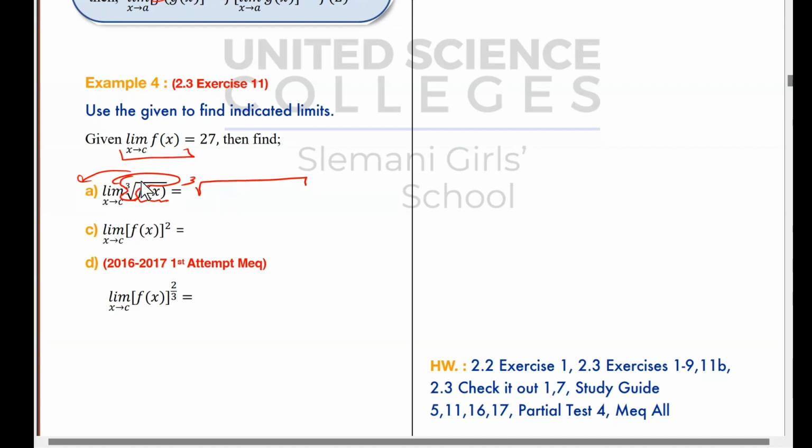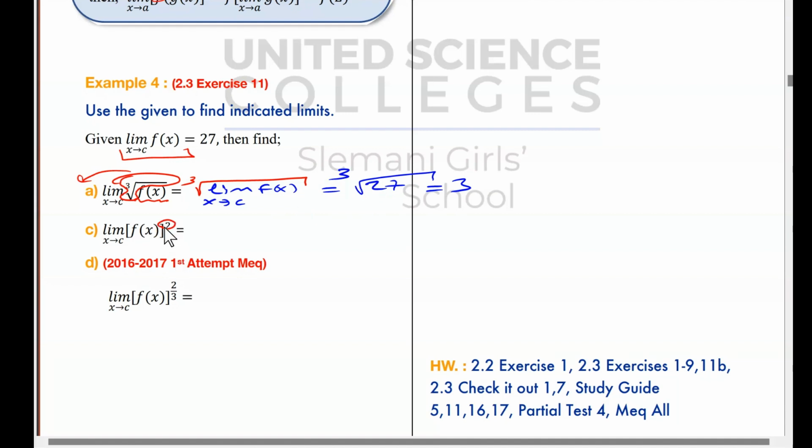So let's pull it out. Write this as limit as x approaches c of f of x. So no more root inside, the root is outside. But I know the value of limit as x approaches c of f of x is 27. The inside is 27, outside we have a cubic root. So I know what the cubic root of 27 is. It is 3.